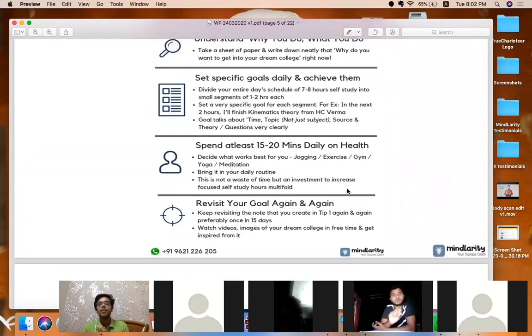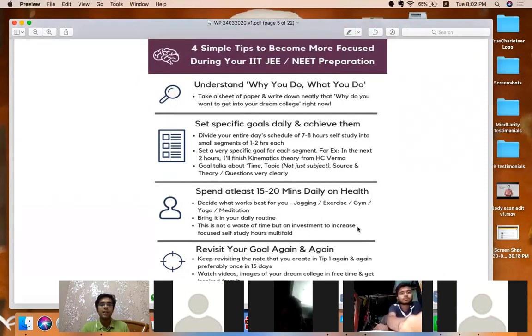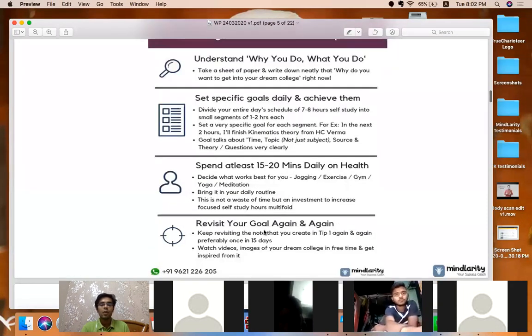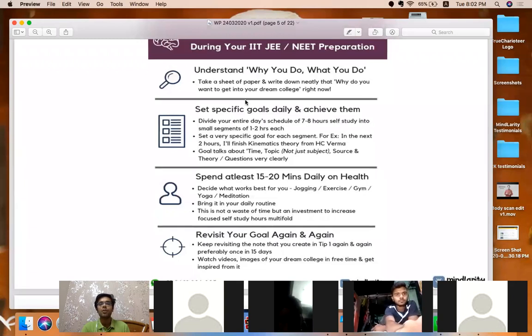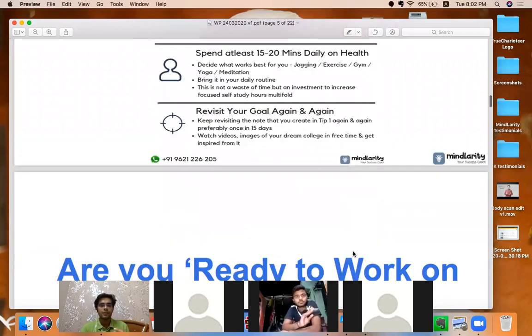Then spend at least 15 to 20 minutes daily on health. अगर आप jogging, exercise, gym, yoga, meditation कुछ करते हैं, तो आपका health बना रहता है, stress level कम होता है, focus बढ़ता है, motivation बढ़ता है, तो naturally आपका time management और focus भी बना रहता है. And then revisit your goal again and again. So the point that you wrote in the step 1, कि आपका क्या why है, why you are doing this, just revisit that again and again, right?